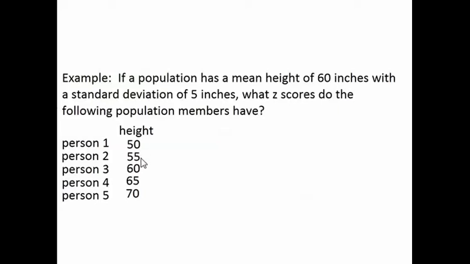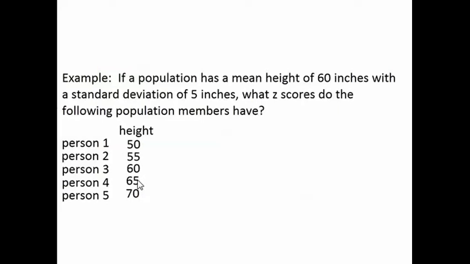This person 2, who has a height of 55 inches, is 5 inches below the mean of 60. To find this person's z-score, we need to start at the mean height of 60 and go down by 5s until we reach this height of 55. So if you start at 60 and you go down by 5 one time, you reach 55. So this person is 1 standard deviation below the mean, so this person has a z-score of -1. This person who has a height of 60 inches is right at the mean of 60, so this person has a z-score of 0.